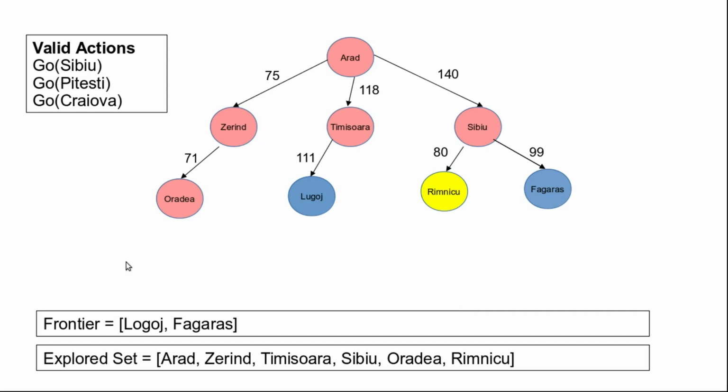And among these three new nodes, CBU is already present in the explored set. The other two nodes, PTSD and Craiova, are not present in the explored set, and they are not present in the frontier list either, and hence new nodes will be generated for them along with the path cost, although the path cost is missing here.